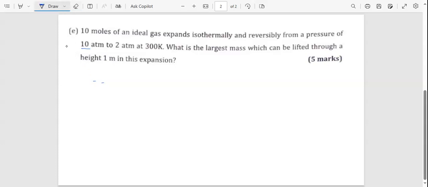So in the case where you are changing volume, you say work is equal to negative RT, okay, we'll get to know this gas constant, then you put the natural log of the final volume over the initial volume, like that. So it's one way of finding work. Again, in terms of pressure change, work is equal to negative RT natural log of pressure 1 over pressure 2, like that.